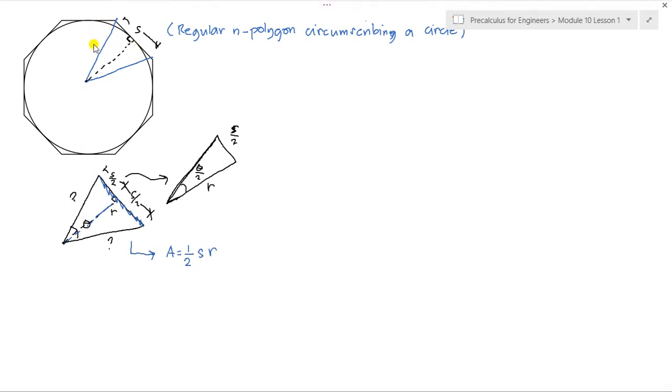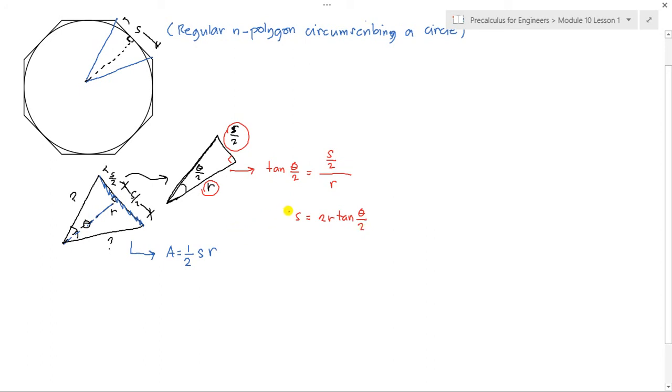We use the second triangle, the half of this one. So, from here, since we are given S that is opposite to the angle theta over 2 and R adjacent, we're going to use the tangent identity. That is tangent theta over 2 is equal to opposite, that is S over 2, divided by the radius R. Solving for S, S is equal to 2R tangent theta over 2.